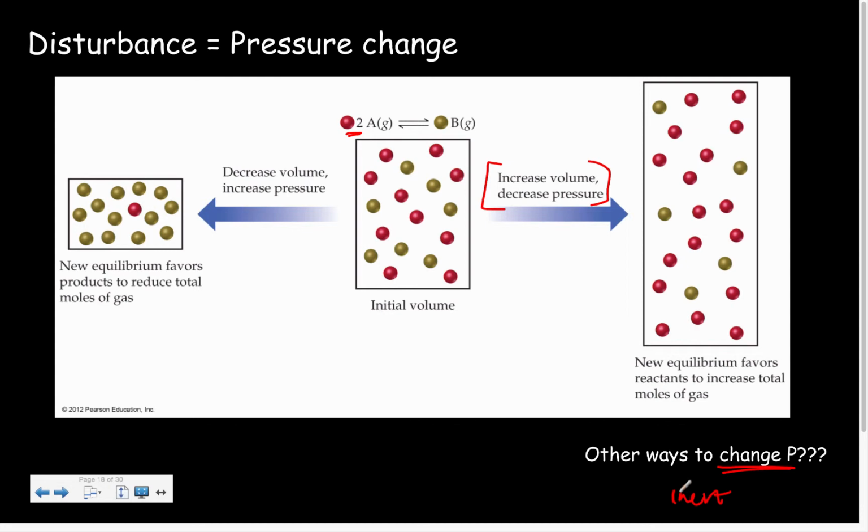Your book mentions it briefly, that we could add an inert gas. So if we were to pump this full of neon, for example, that would increase the overall pressure, yes? But, ding, ding, ding, it doesn't change the partial pressure of A or the partial pressure of B because neon is not a part of this equilibrium system.